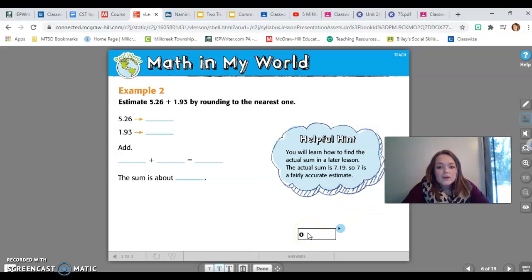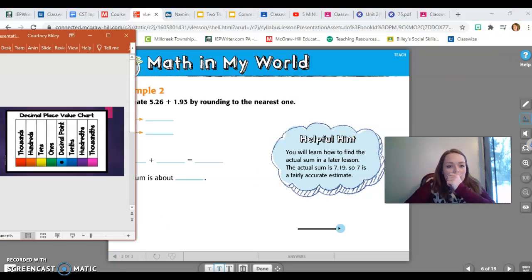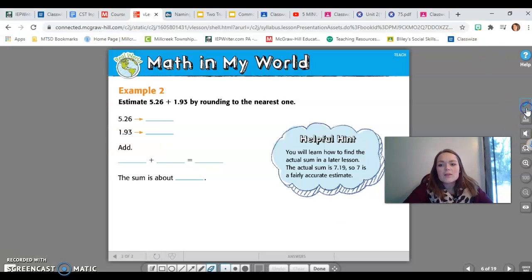Okay, so let's look at our second example. We have estimate 5.26 plus 1.93 by rounding to the nearest 1. So we're rounding to the nearest 1. That is important to remember. Our ones is our first number to the left of our decimal. Okay, we can do this. This is easy. We got this.